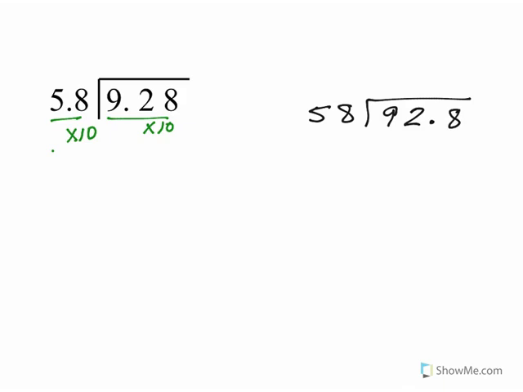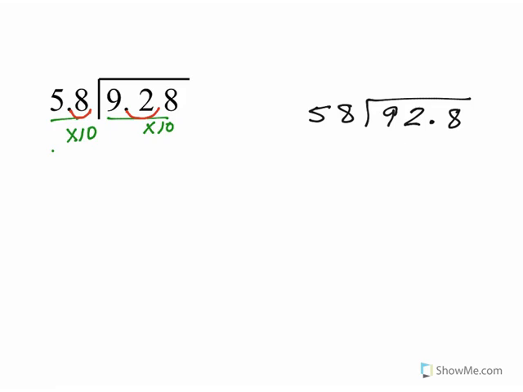92 8/10. Now many times you'll hear people say, oh, you moved the decimal 1 to the right, and because you moved the decimal 1 to the right, you move this decimal 1 to the right. You are doing that. That is happening, but what you're actually doing is you're multiplying both your divisor and your dividend by 10, and that's going to move your decimal point 1 place to the right. Anyway, that's going to give us 92 8/10 divided by 58, which is wonderful because now we don't have a decimal in the divisor and we can divide.